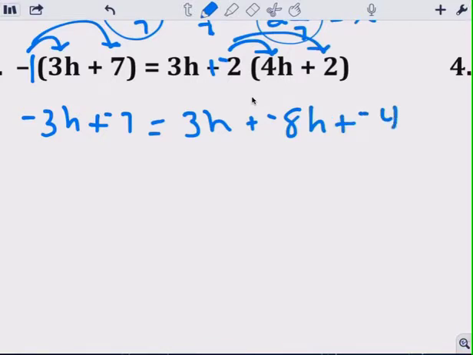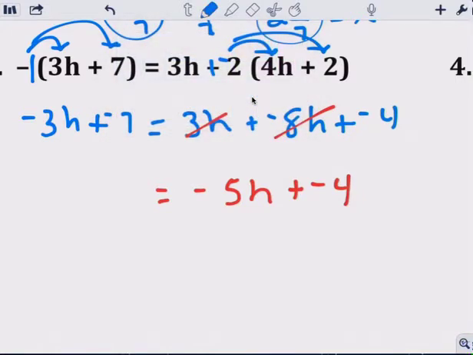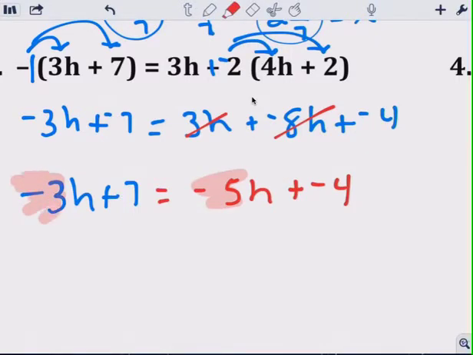Okay, on this side we need to combine like terms because there's 3 terms. These two are alike right here. That gives you negative 5h plus a negative 4. These little dots annoy me. Okay, and that gives you this side. We know it's one solution because the coefficients are different. So because coefficients are already different, we know for sure it's one solution. It doesn't matter what the constant is.